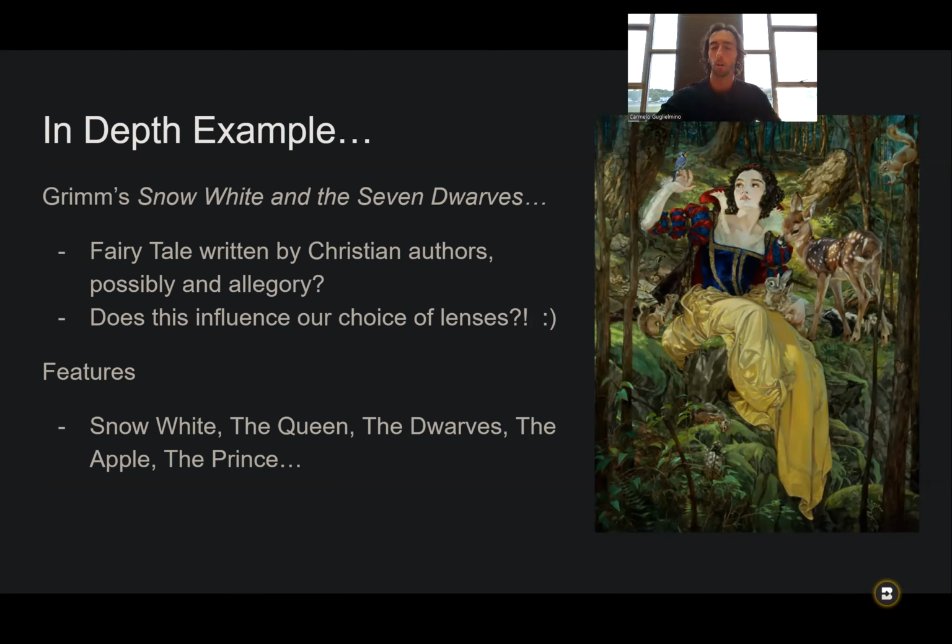Now, on to our final thing, which is our examples of how to use lenses. And for that example, I'm going to use the famous Disney story, the famous Grimm's fairy tale story of Snow White and the Seven Dwarfs. Grimm's fairy tale was written by Christian authors, possibly as a Christian allegory, as we're going to see. And it's very familiar to most of us, especially through the Disney film.